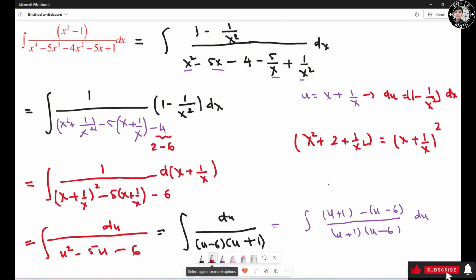Now on the top right here, if we simplify this one, we distribute negative 1 over here. It turns out to be u plus 1 minus u plus 6, so it's going to be 7. So basically we just put 7 on the top, and then we need to divide by 7, so that everything remains unchanged.